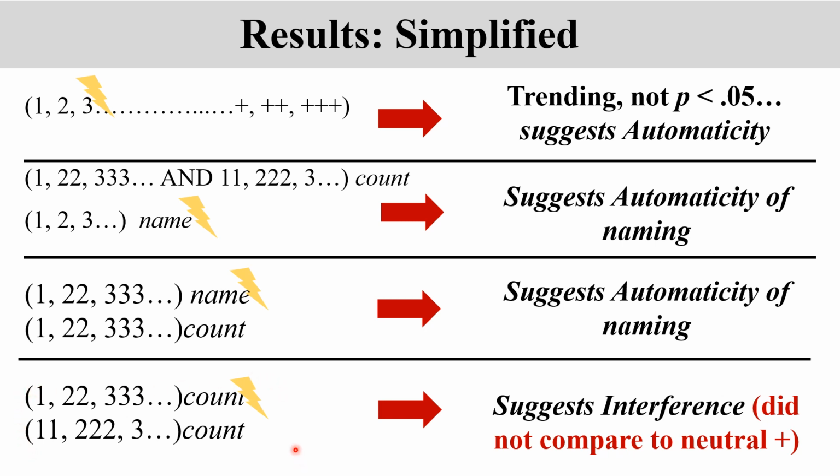What they didn't do, though, is compare these to the neutral plus sign condition. Something that could be done in the future is to compare these conditions to the neutral one, where they were counting plus signs, to see if counting numbers in the congruent or incongruent condition is slower or faster than just counting plus signs, which was the control condition.